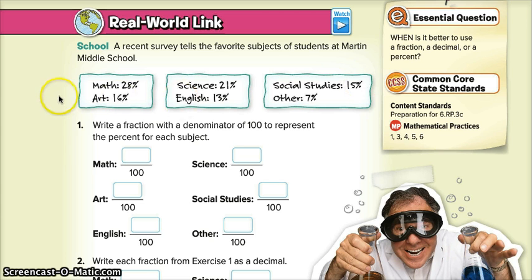So if I take a look at part 1, it says to write a fraction with a denominator of 100 to represent the percent for each subject. Earlier, we've learned that percent means out of 100. So if I'm thinking of 28% for math, I would write that as 28 over 100. Go ahead now in your packet and fill out the other 5 subjects.